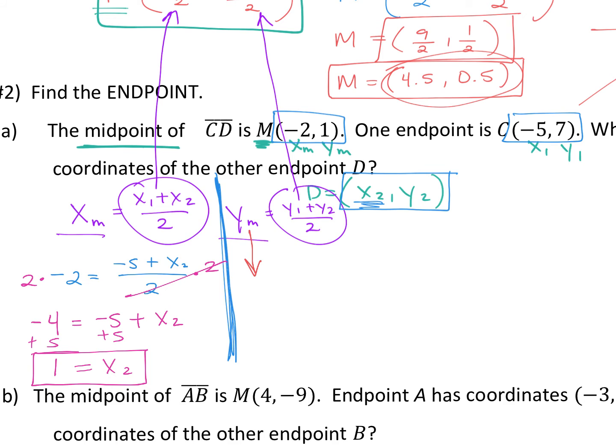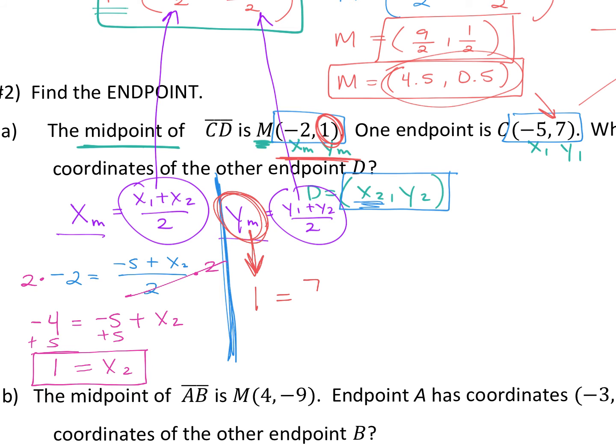M meaning midpoint, right? So it's the y value of my midpoint. It's this one here. So this is my x of my midpoint and my y of my midpoint. I want the y value of my midpoint, so that's going to be 1 equals, what's y sub 1? 7, right? That's this one over here.